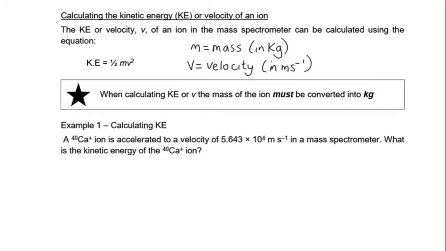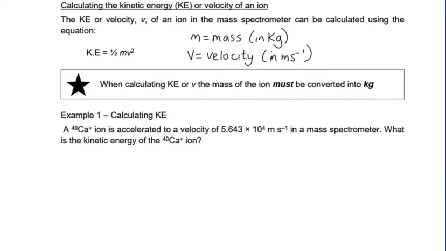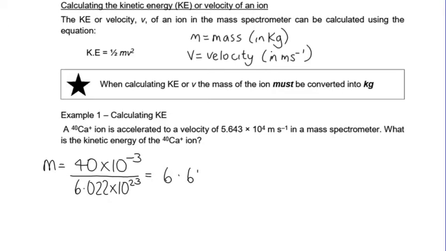So how would we calculate the kinetic energy? Remember that we worked out on the last video how to calculate the mass. So we took the isotopic mass and turned it into kilograms and divided by Avogadro's constant to get the mass of the ion, which was 6.642 times 10 to the minus 26 for this example.